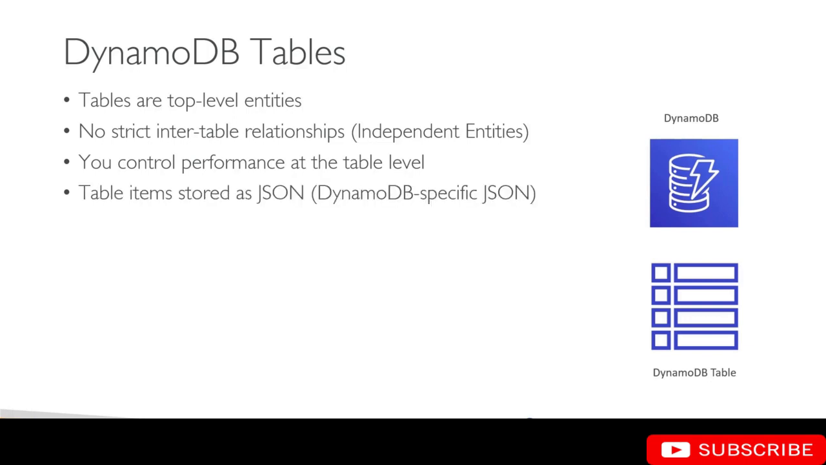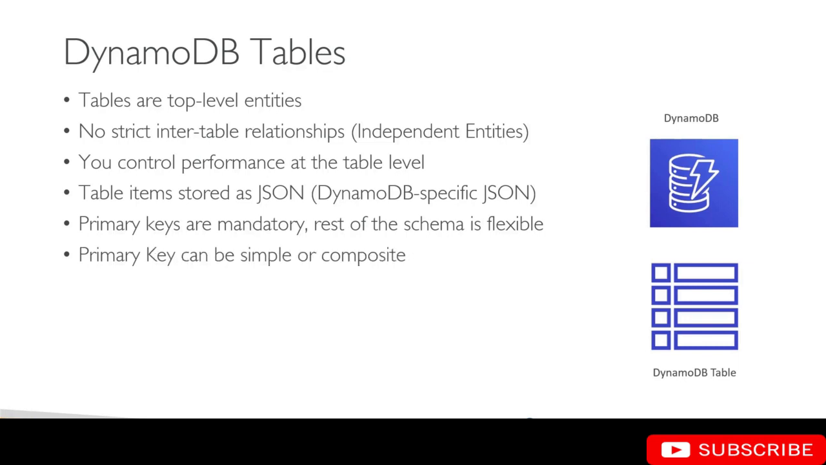DynamoDB table items are stored as JSON, DynamoDB specific JSON to be precise, and we have seen it in the hands-on demo. Then primary keys are mandatory. Rest of the schema is flexible. So the only attributes that are mandatory are the primary key attributes, and rest of the attributes are optional and you can add or remove them at runtime as and when you like.